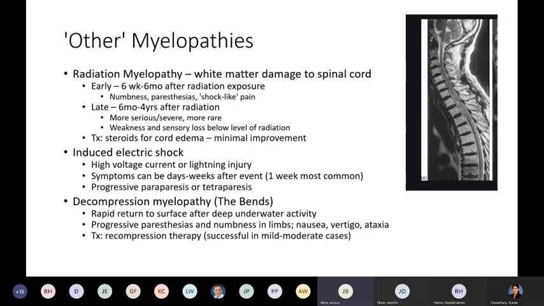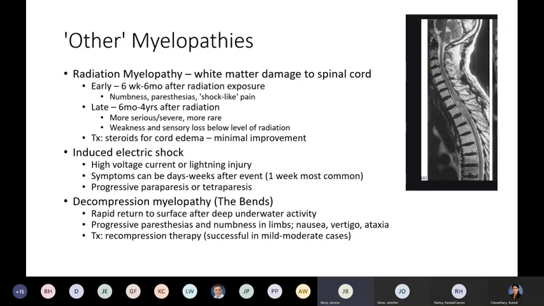Can also have myelopathy due to induced electric shock due to exposure to a high voltage current or a lightning strike. The symptoms can actually occur days to weeks after the event, with 1 week after exposure being the most common time to present with neurologic symptoms, and typically will be a progressive paraparesis or tetraparesis.